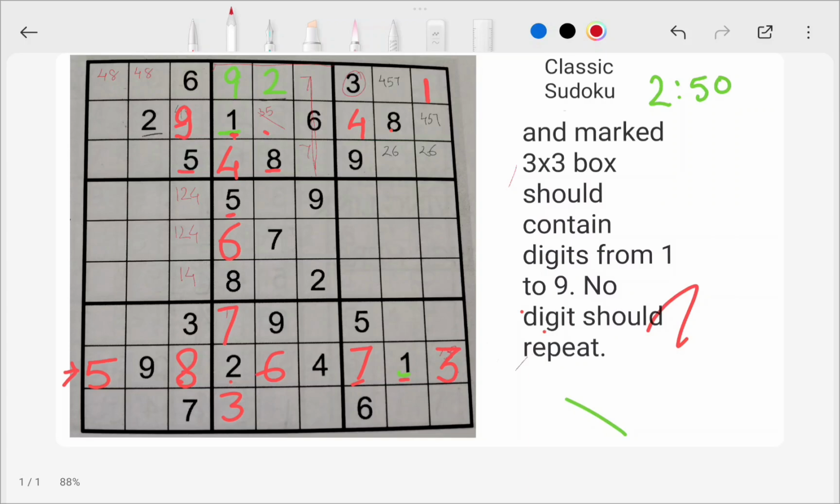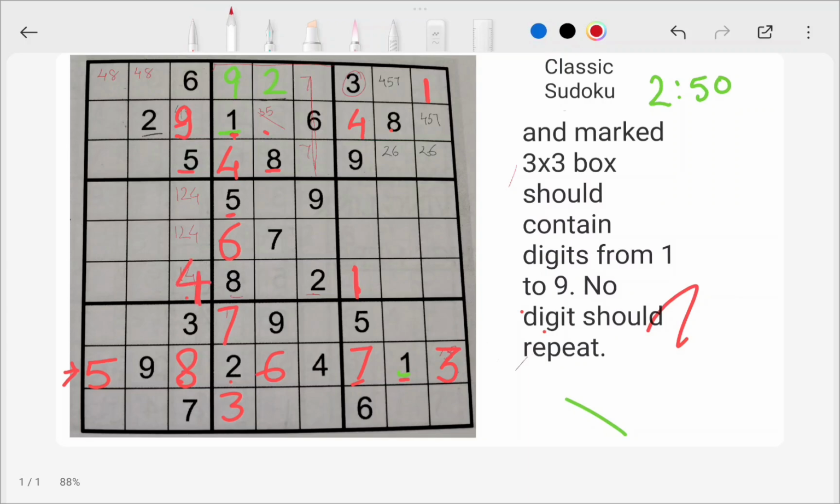Okay. Again in the column 7, we have 3 cells. That is 9. 9 is there. 8, 2 and 1. Because of this 2 and 8, we cannot write 2 and 8 in this cell. So this must be 1. And if this is 1, we can eliminate 1 from here. This is 4.